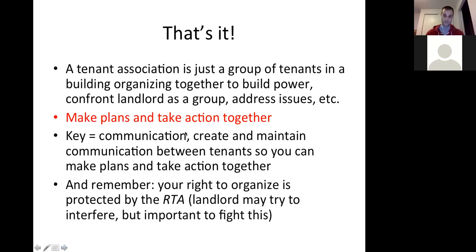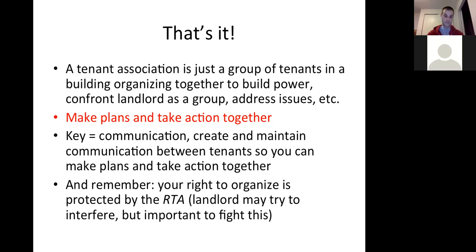And that's it. It's not any more complicated than that. It's literally just a group of tenants in a building coming together, organizing together to build their power, confront the landlord as a group, address issues, and so on. It's really not more complicated than that. It's about people in a building coming together so that they could make plans and take action together. And I think, especially when you're getting started, it's really useful to think of it in these simple terms. It's really just coming together as a group so that you could do things together.